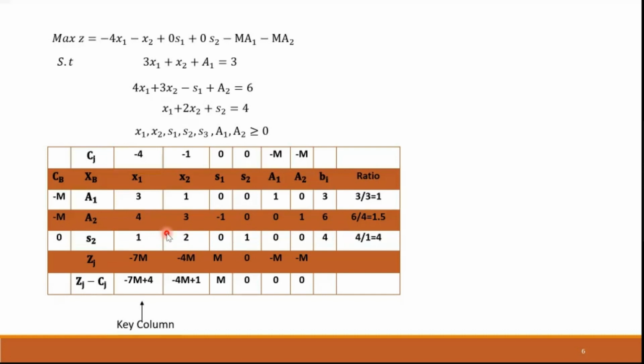Now the key row. Minimum ratio is considered as the key row. So minimum ratio 1 में आता है. 1 is the minimum number. So ratio that is corresponding to the first row. So the first row becomes the key row. The intersection of key row and key column is called as the key element. Intersection of key column and the key row is called as the key element. So we have 3 as the key element.